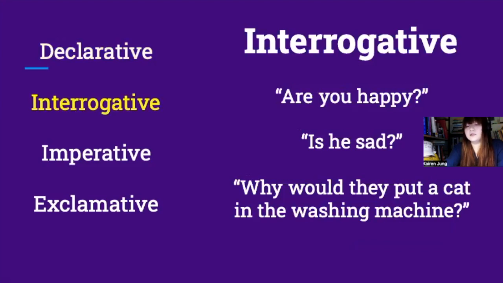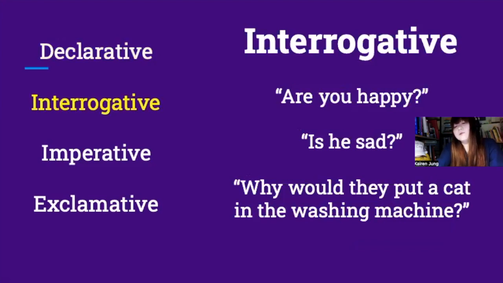Second, an interrogative sentence is also called a question sentence. Examples of interrogative sentences can be, "Are you happy?" "Is he sad?" And "Why would they put a cat in the washing machine?" Interrogative sentences can begin with a question word, such as what, why, or which. Or the action verb, which would normally have either been left unsaid or placed after the subject noun, can be placed in front of the noun to start the sentence. For example, "you are happy" becomes "Are you happy?" "He is sad" becomes "Is he sad?" And so on. Either way, interrogative sentences usually end with the question mark.